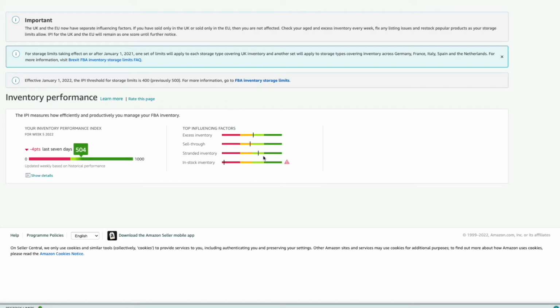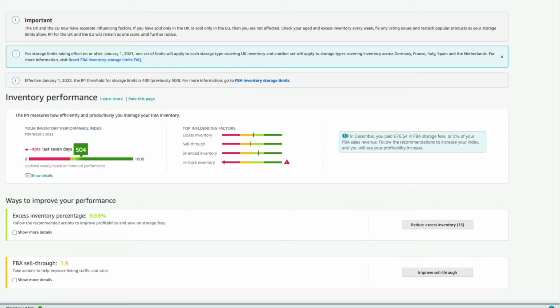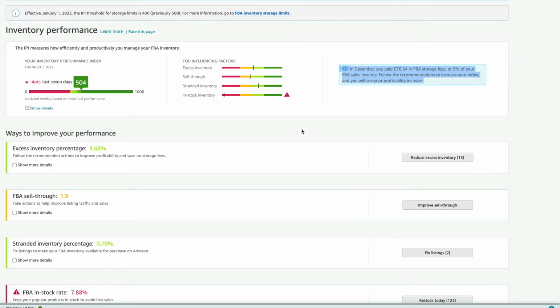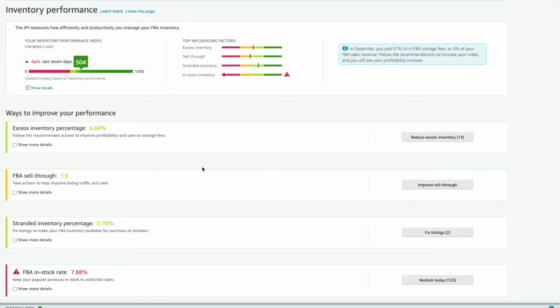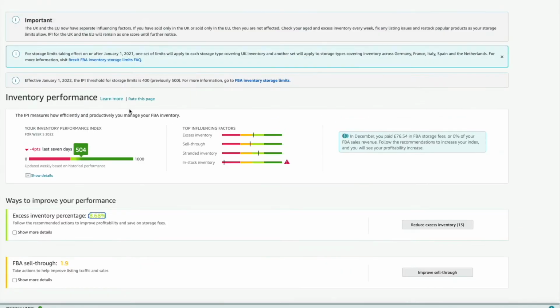This tells me how good my index is, unfortunately. So in December you paid £76 in FBA storage, which is 0% of your sales revenue. Obviously, because I sold 26,000 in December, and I only paid 76 quid. I need to fix my FBA stock rate, and I need to fix my excess inventory. That's at 10%, so I need to make sure I fix that for us.